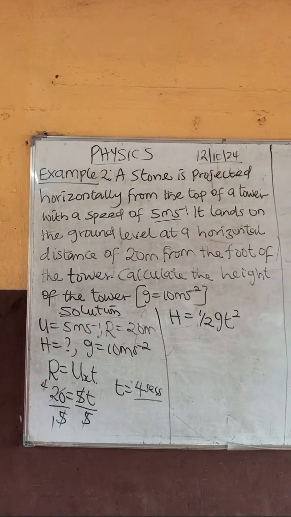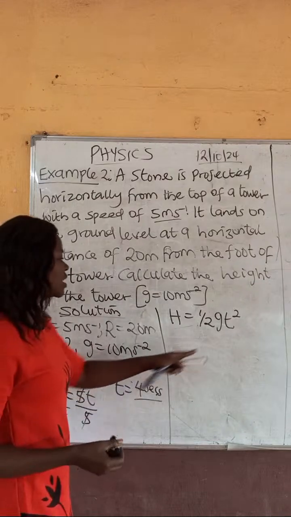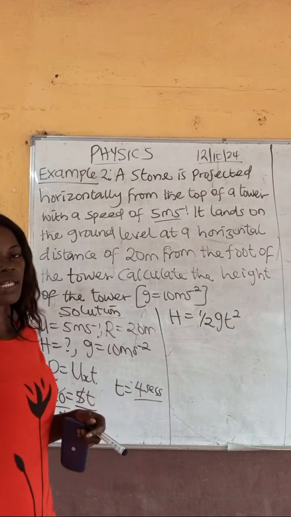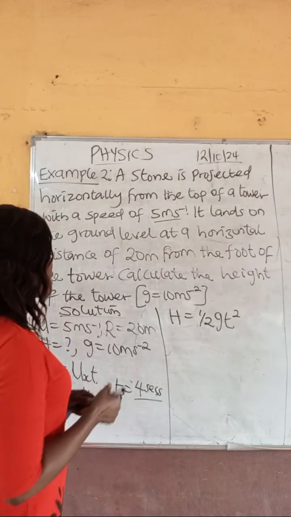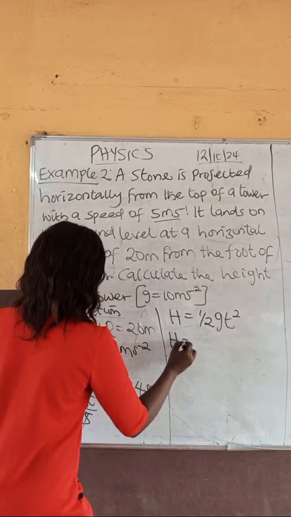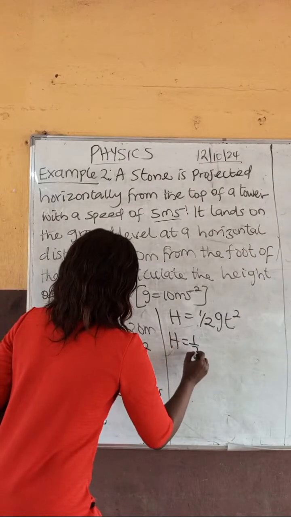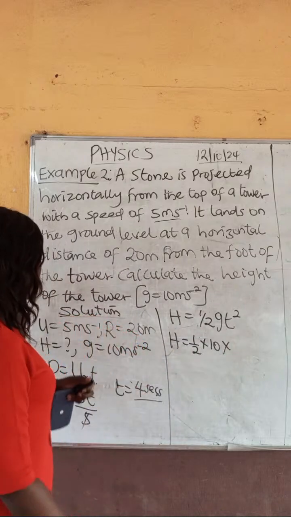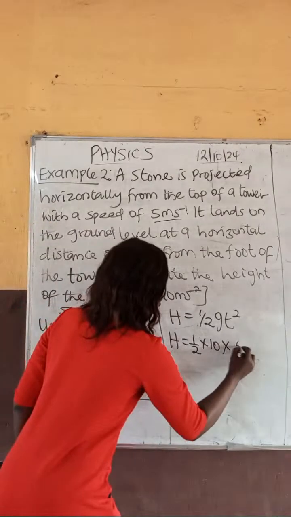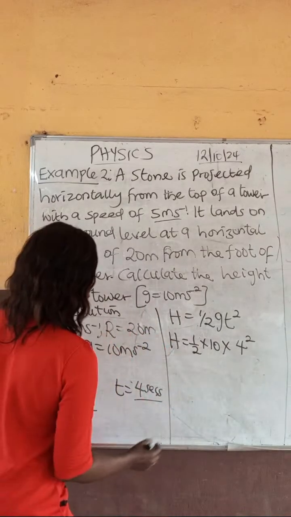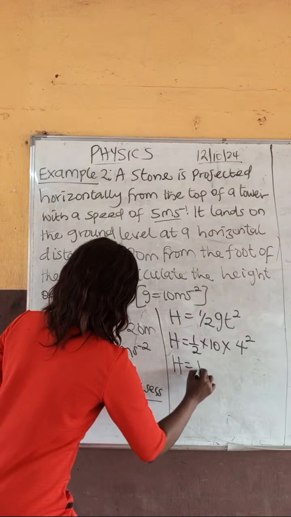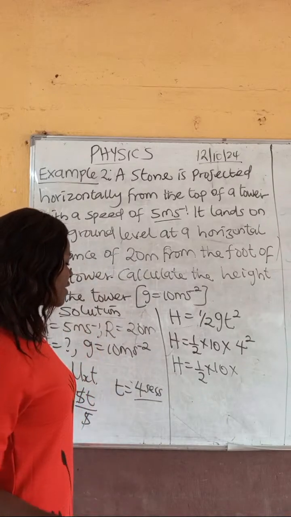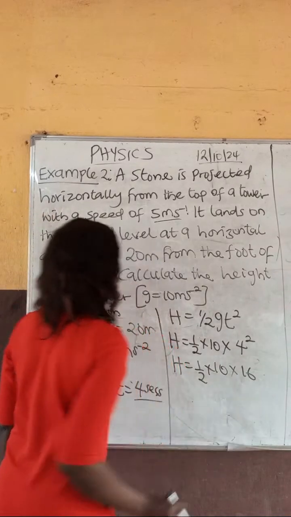Now, if you have gotten time as 4 seconds, we are going to put it here and find our height, knowing that acceleration due to gravity is constant and is given as 10 meters per second squared. So we go by saying that h is equal to half times g, my g is 10, times my time. I've already gotten it to be 4, so this is 4 squared. So h equals half times 10 times 4 squared, which is 16. When you square 4, you get 16.